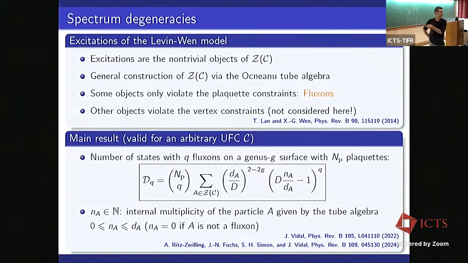No, this is a positive integer number. It's not directly, don't worry. We checked it. So that's the expression, and again, it is valid for any arbitrary fusion category as an input. It's valid for any graph, any topology, and we also extend it for non-compact, non-orientable.